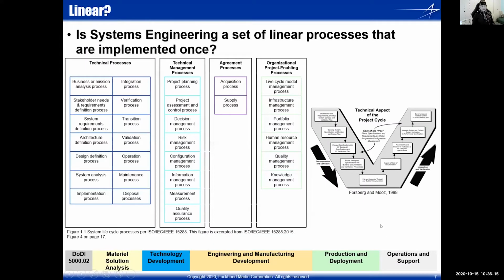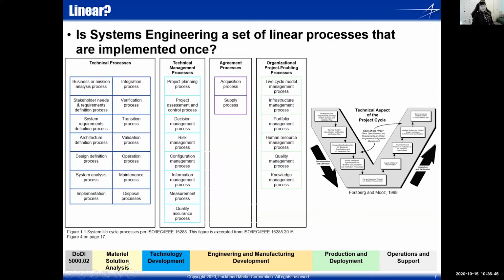This is out of the INCOSE Systems Engineering Handbook. They break up a lot of the systems engineering processes into 4 groups, and each one of these talks about steps and inputs and outputs that you need in order to accomplish systems engineering. Most of us are familiar with the technical processes, and we spend most of our time working on the activities within these process groups. Down here we have the Department of Defense life cycle.